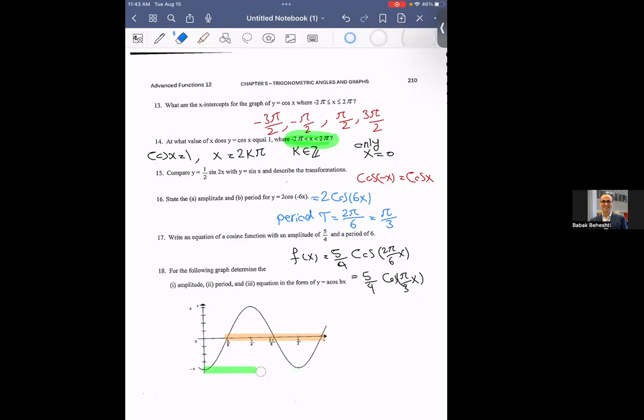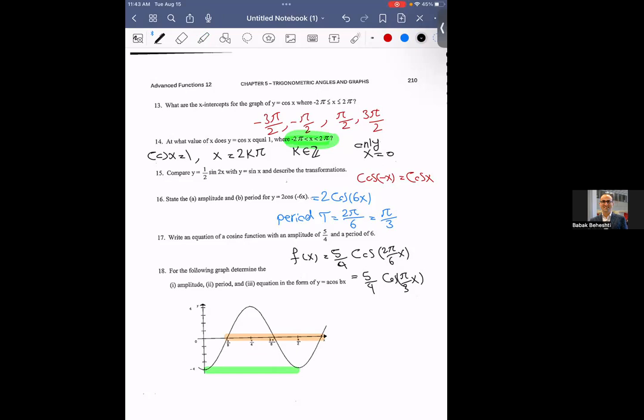You see this green distance? This green distance is pi over 2, right? So the period is pi over 2. I mean, this is from the picture. There's no k and nothing else in the picture.